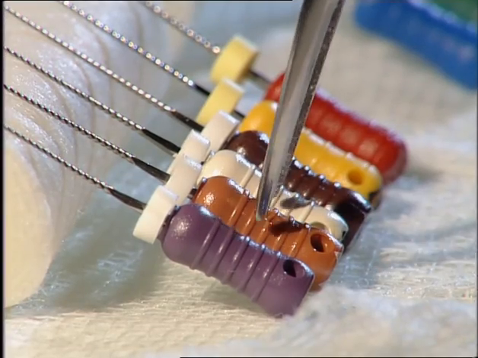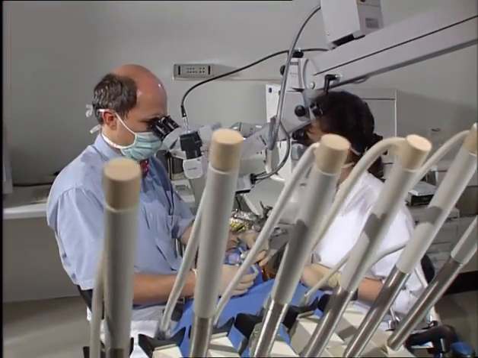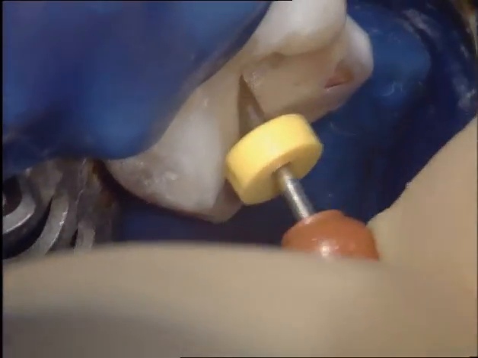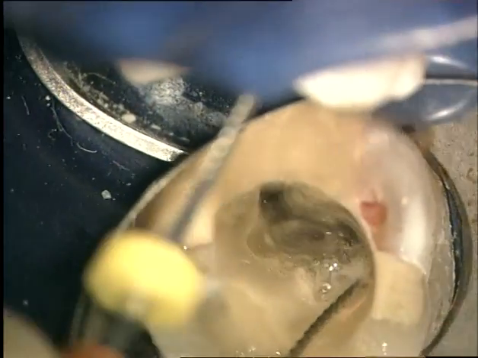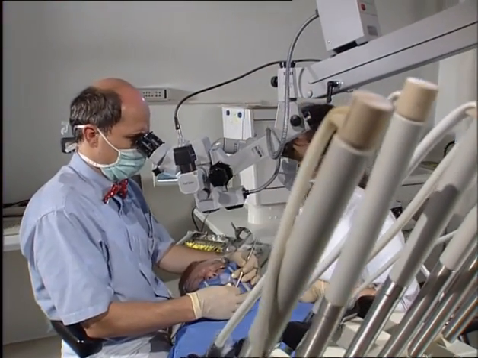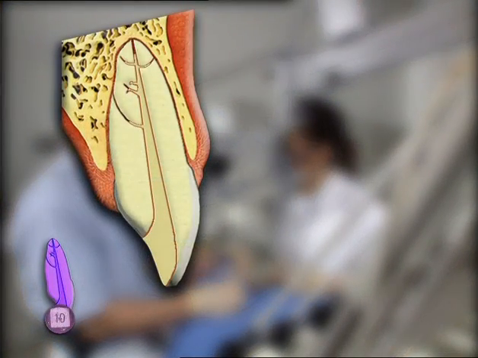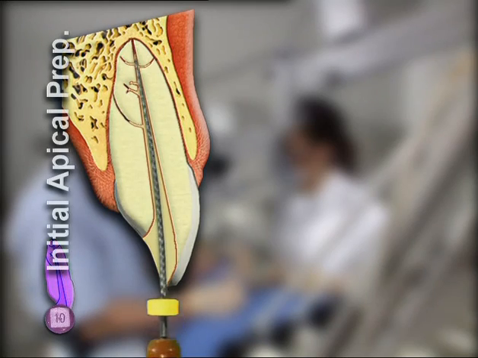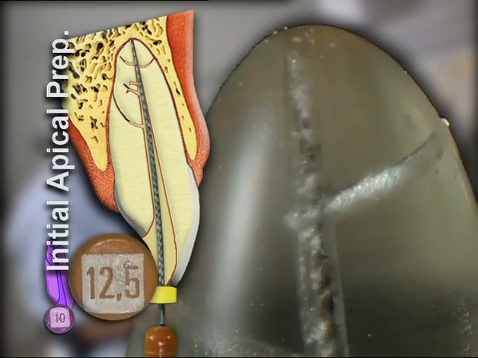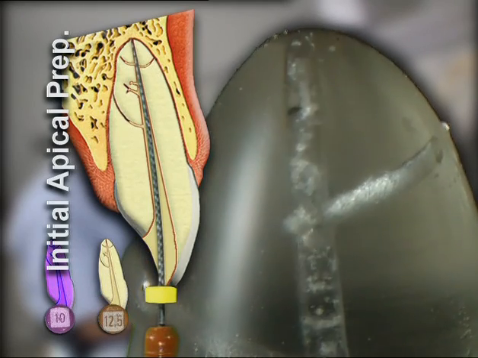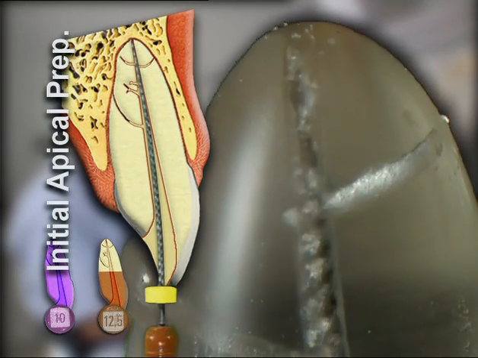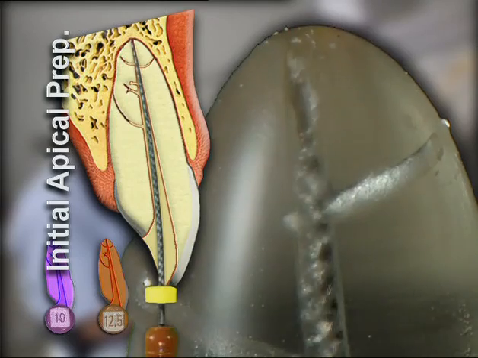The use of intermediate sizes, such as 12.5, is very critical, as the gap from a number 10 file to a number 15 file can be too big. The percent difference between a number 10 instrument and a number 15 instrument is an astounding 50%. This is one of the reasons for the frequent difficulty found in negotiating narrow curved canals, especially in their apical third. With the use of suitable intermediate sizes, this problem can be eliminated.